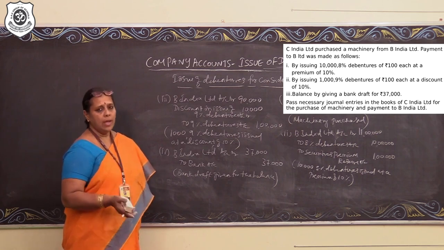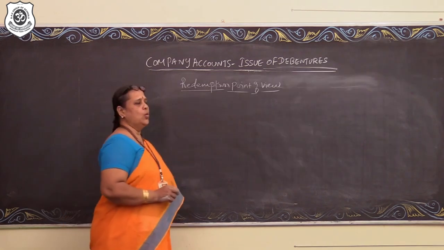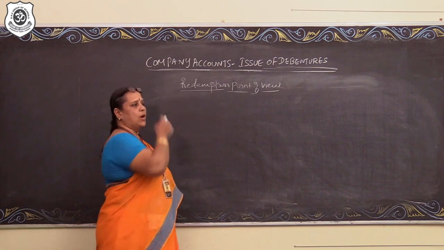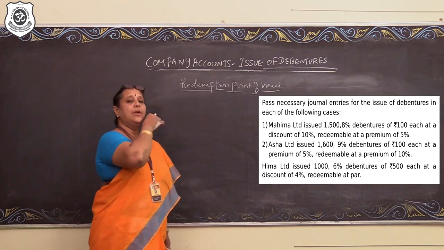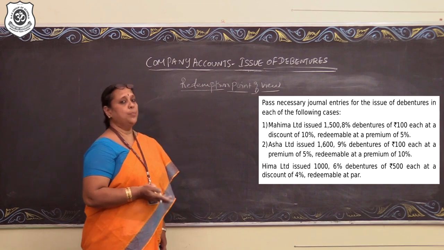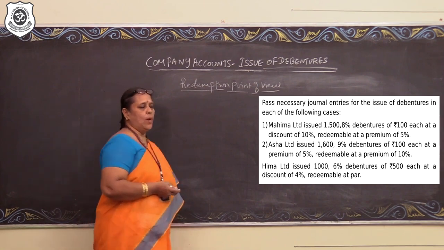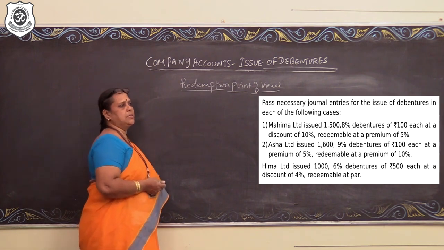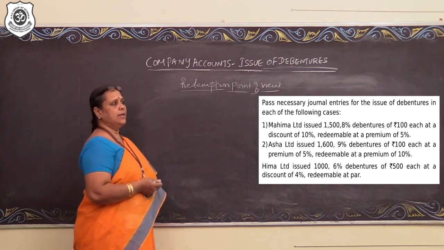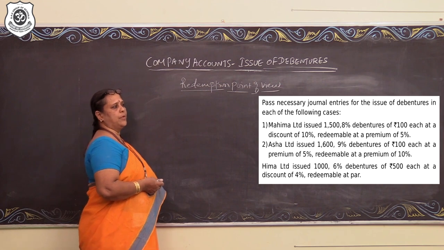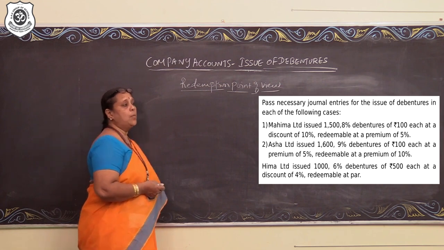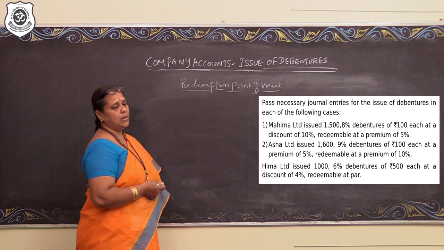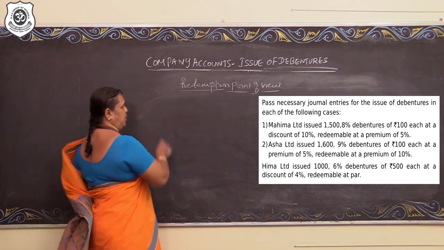Now we shall go to the next problem. So now going to the next question, recording the debentures at different cases, redemption point of view. Now question number 1 says Mahima Limited issued 1,500 8% debentures of rupees 100 each at a discount of 10%, redeemable at a premium of 5%. So issued at a discount, redeemable at premium.